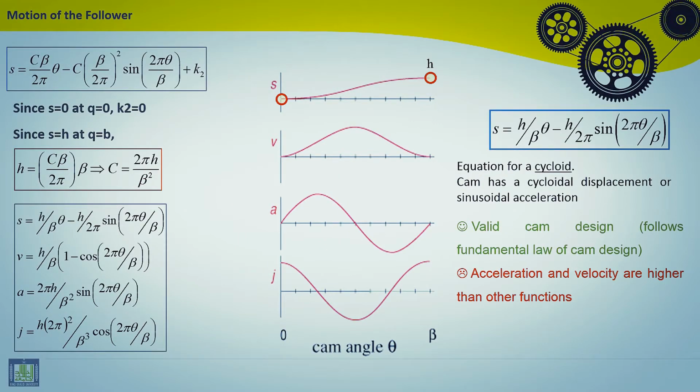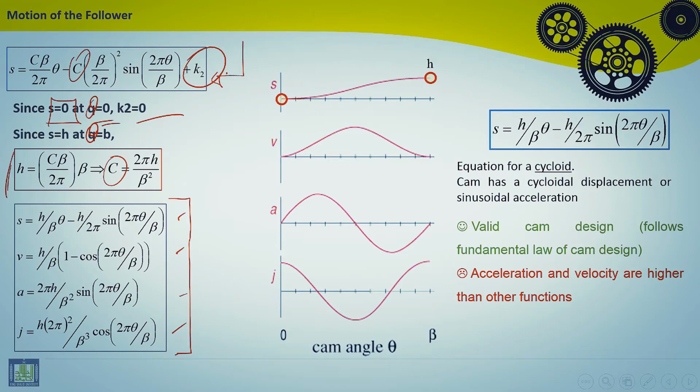Let's see here, to completely define the position function, we have to find the K2 constant. Since the position is equal to 0 at theta equals 0, then K2 equals 0 here. Since the position equals H at theta equals beta, then we can find the H and the C constant here, and position, velocity, acceleration, and jerk are fully defined.